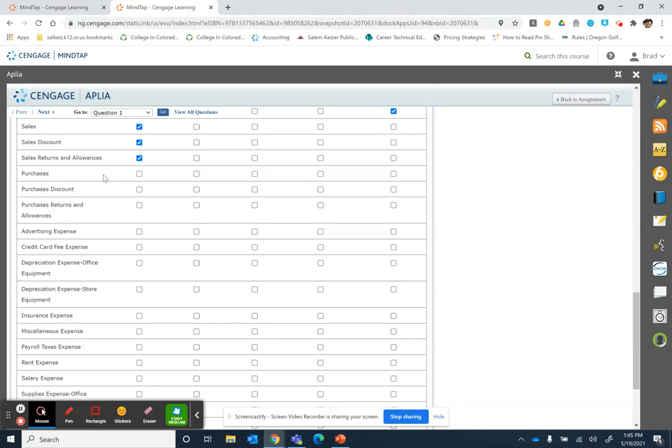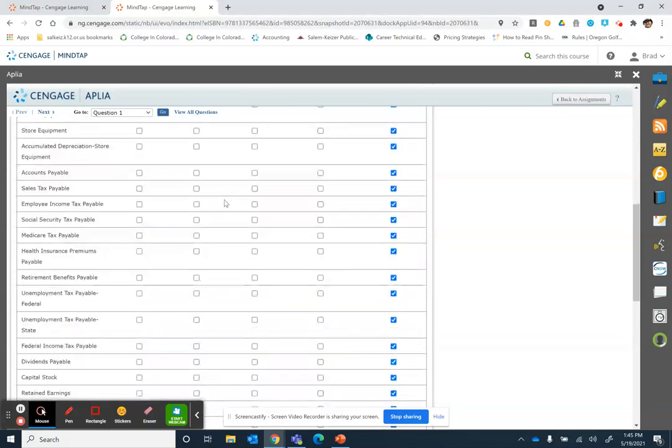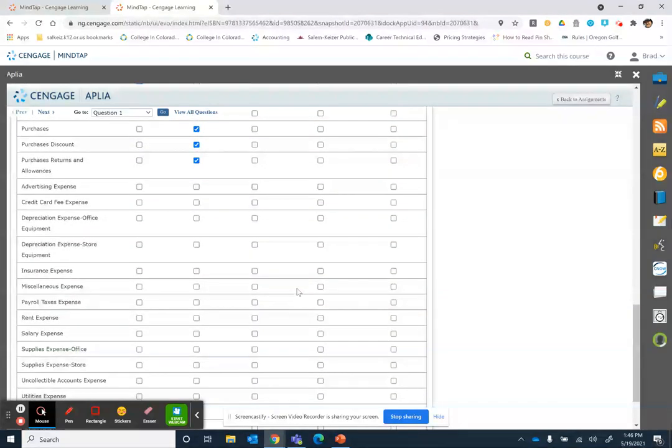Next thing we've got is we have purchases, purchase discount, and purchase returns and allowances. This is all going to be included in our next column, the cost of merchandise sold. Again, that was purchases, purchase discount, and purchase returns and allowances.